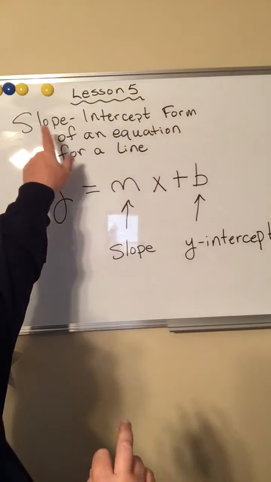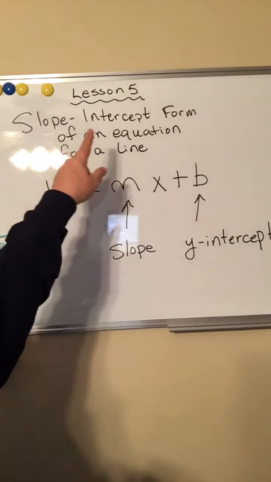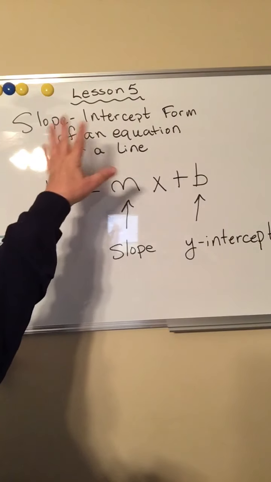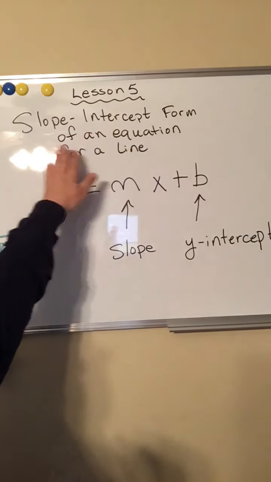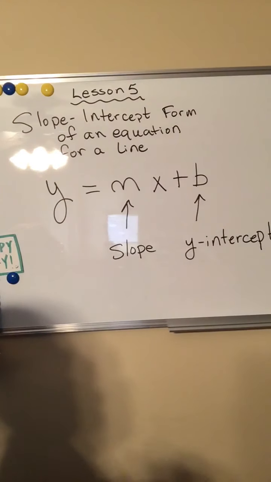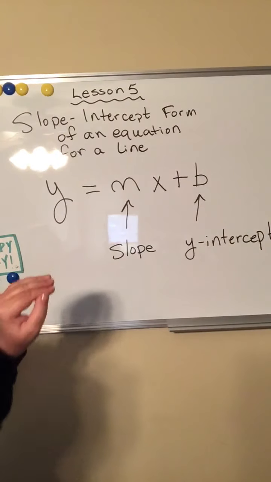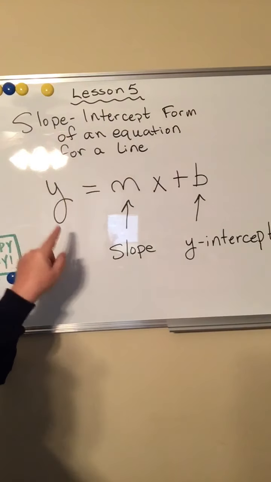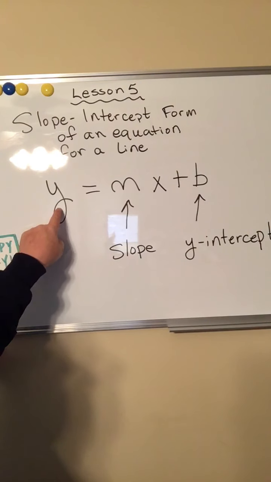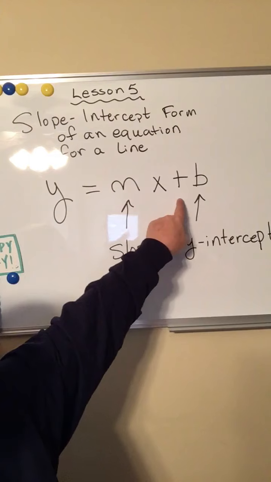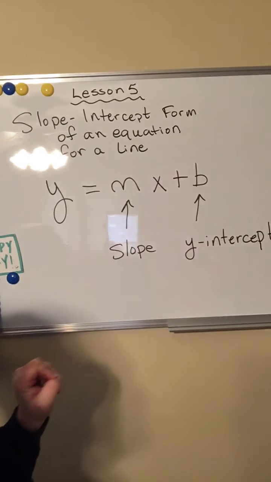All right, lesson 5. It's all about slope-intercept form of an equation for a line. Okay, slope-intercept form. What we're doing is we are writing equations that represent lines on a graph. The equation in slope-intercept form will always look like this: y equals mx plus b.